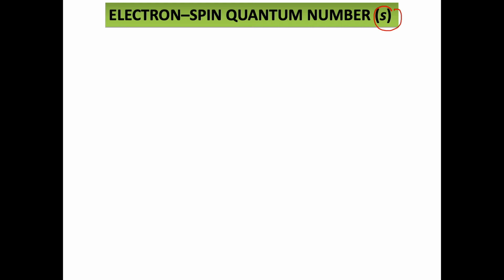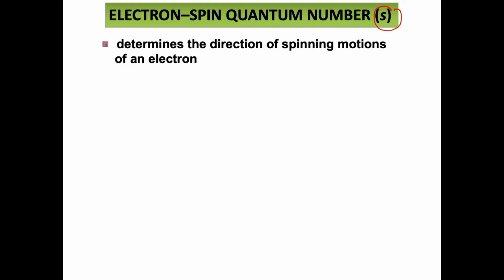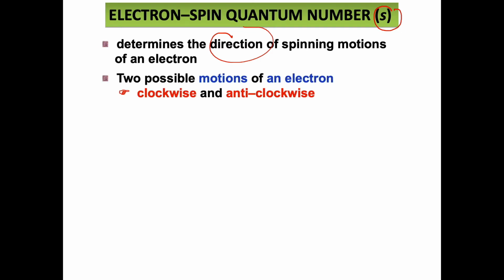as small letter s. The s determines the direction of spinning motions of an electron. There are only two possible motions of an electron, either clockwise or anti-clockwise, and the value of s is equal to positive half referring to clockwise and negative half referring to anti-clockwise motions.